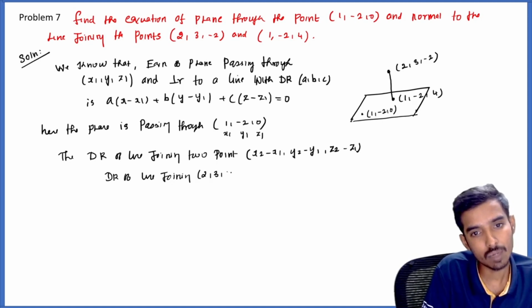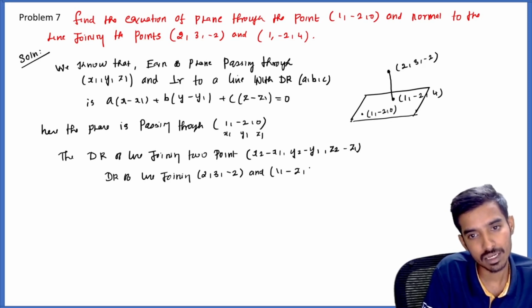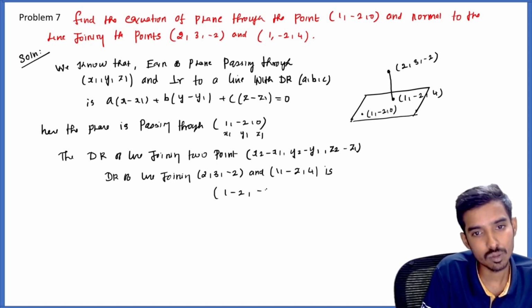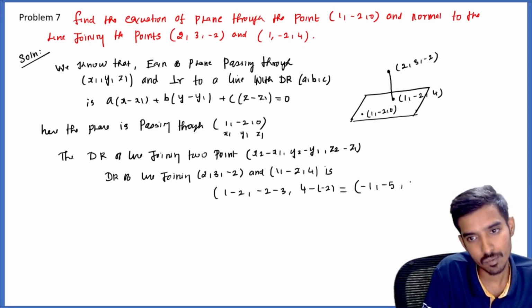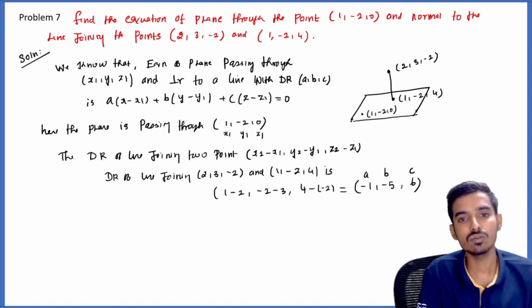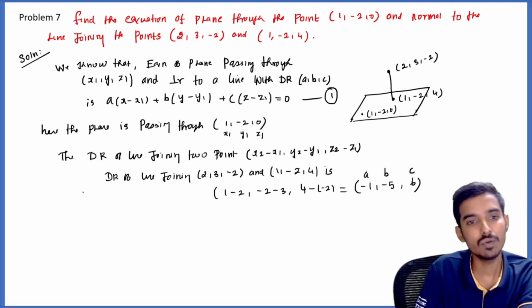The direction ratio of the line joining the points 2 comma 3 comma minus 2 and 1 comma minus 2 comma 4, right? is given by 1 minus 2, minus 2 minus 3, 4 minus minus 2. So minus 1, minus 5, 6, right? This is the direction ratio and we know x1 y1 z1. So substitute in equation number 1.